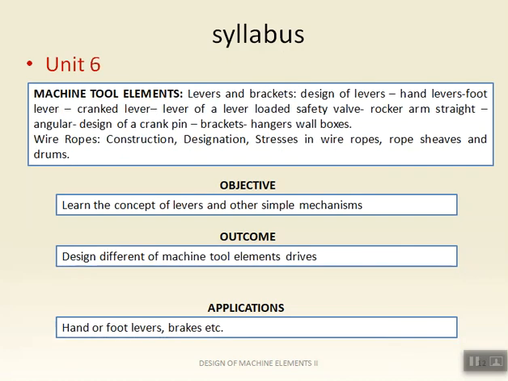Coming to unit number 6, here we are going to learn different types of levers. You know, levers are useful to reduce the effort and increase the mechanical advantage. We are going to design many types of levers like hand lever, central lever, crank lever, lever loaded safety valve, rocker arms, right angular levers, crank pin levers, brackets, hangers, etc. The main applications are in brake systems, or in levers like foot levers or hand levers, etc.